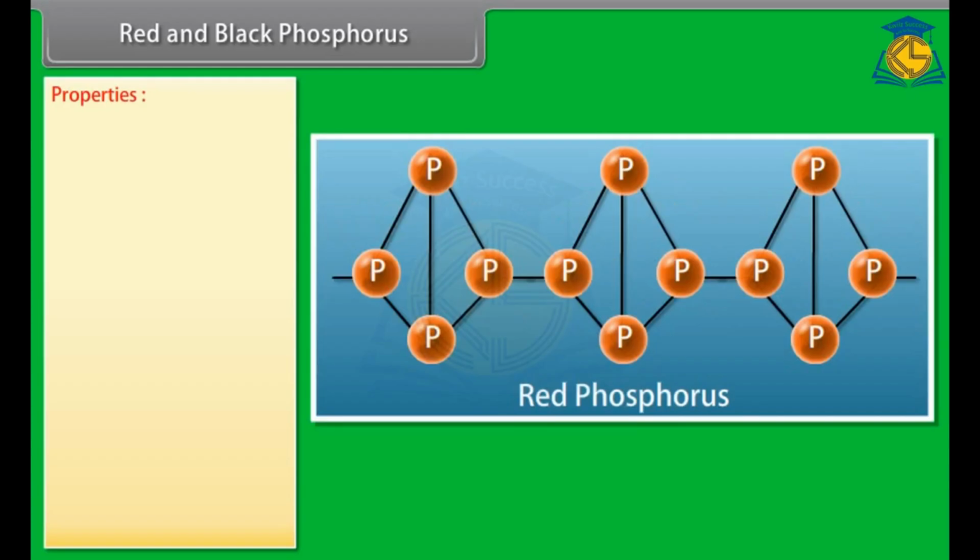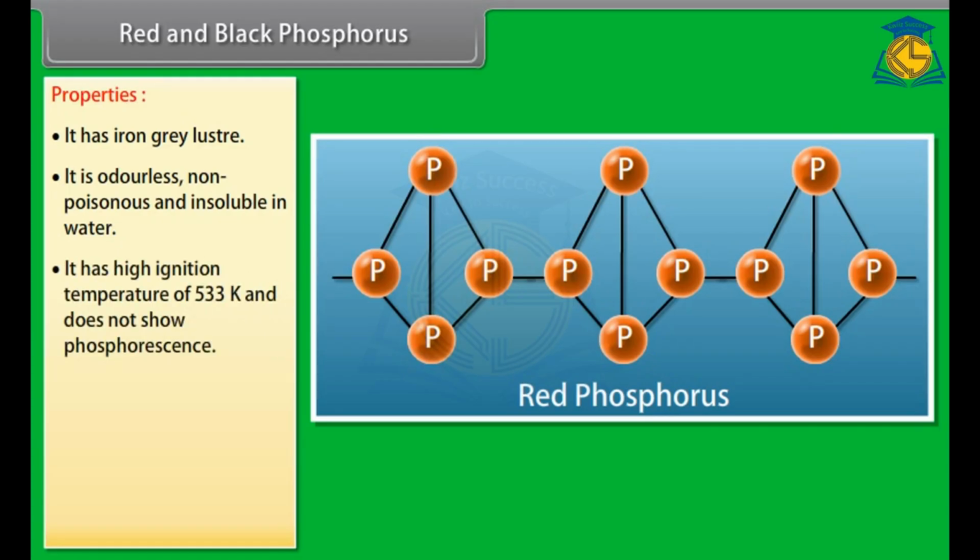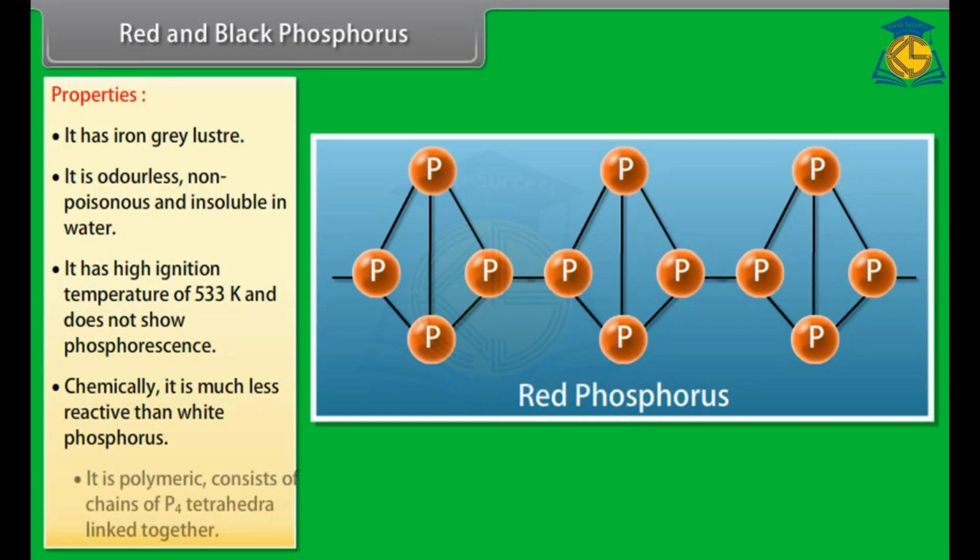Properties. It has an iron-grey luster. It is odorless, non-poisonous and insoluble in water. It has a high ignition temperature of 533 Kelvin and does not show phosphorescence. Chemically, it is much less reactive than white phosphorus. It is polymeric, consisting of chains of P4 tetrahedra linked together.